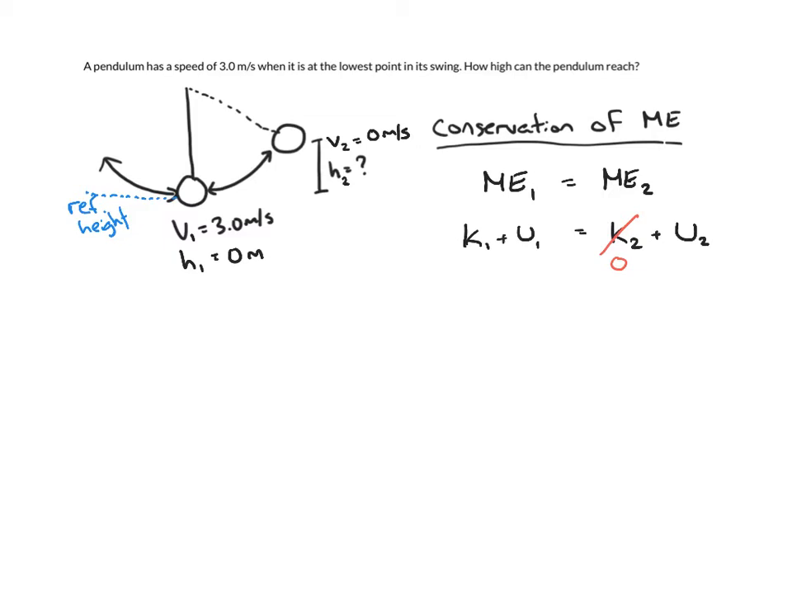Similarly, what about at point 1? Well, the height is 0 at point 1. So that means the gravitational potential energy is 0 at point 1. Okay, so that simplifies the equation. I'm going to keep going. So K1 can be rewritten with the formula for kinetic energy, which is half m v1 squared, equals, on the other side, I have U2. U2 can be replaced with the formula for gravitational potential energy, m g h2.